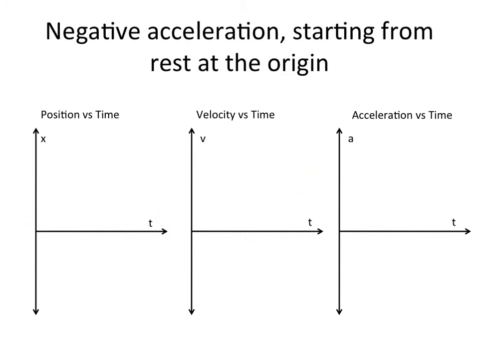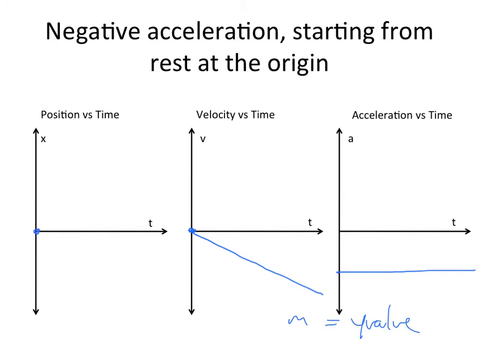Negative acceleration starting with rest at the origin. All right, we should be getting the hang of this right now. Negative acceleration, negative constant acceleration. Good. Starting from rest, right there, starting at 0 velocity. Okay, so we're going to have a negative slope, like that, because remember, this y value equals this slope. Negative y value, negative slope, starting from rest at the origin.